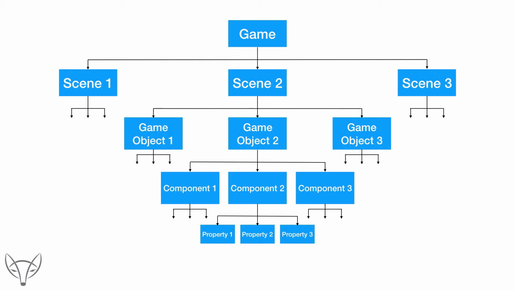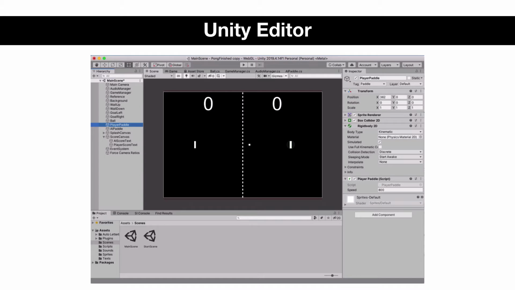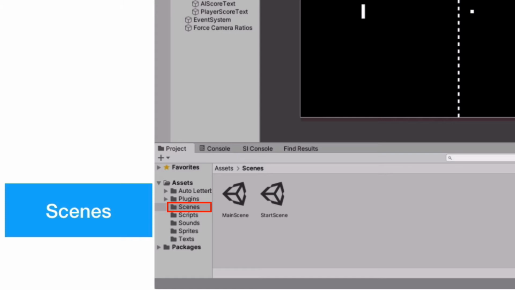In Unity, you will not work with a picture like the one you see on the screen. You will instead see it in a form of the Unity editor that contains a number of windows. Scenes reside in the project window, typically in a folder called Scenes. Here we have two scenes called Main Scene and Start Scene.